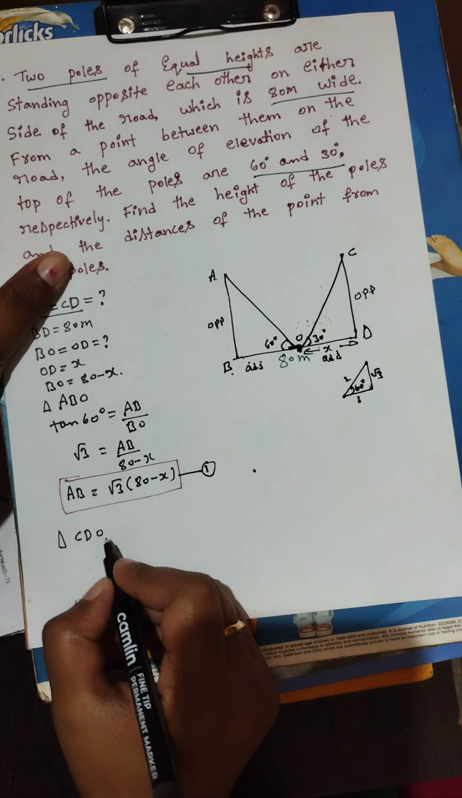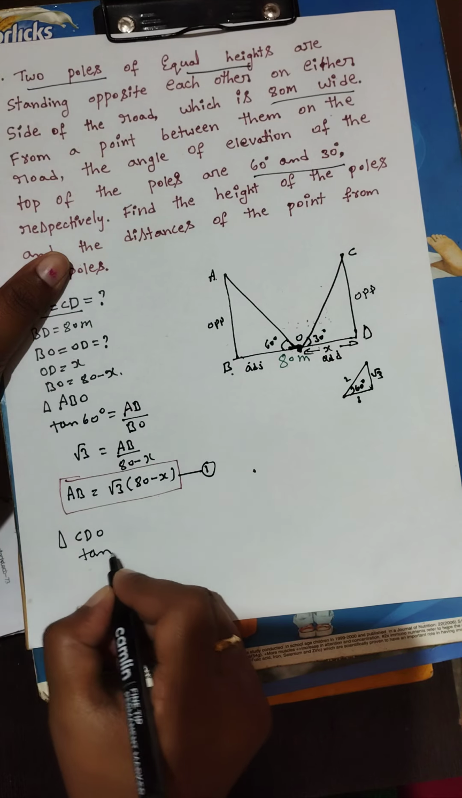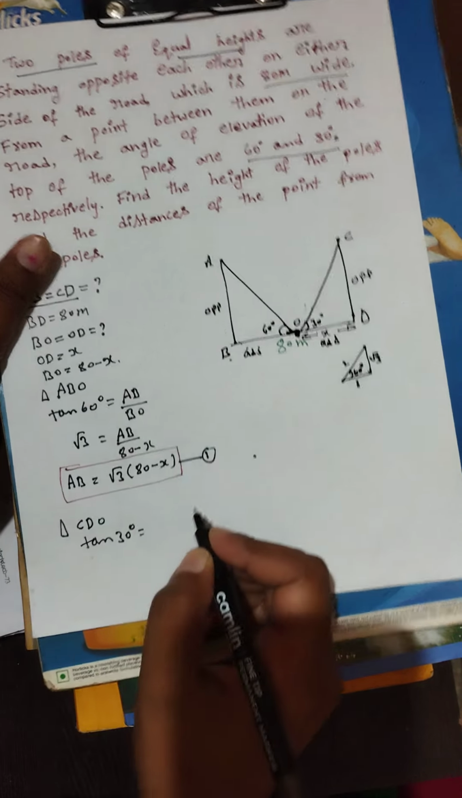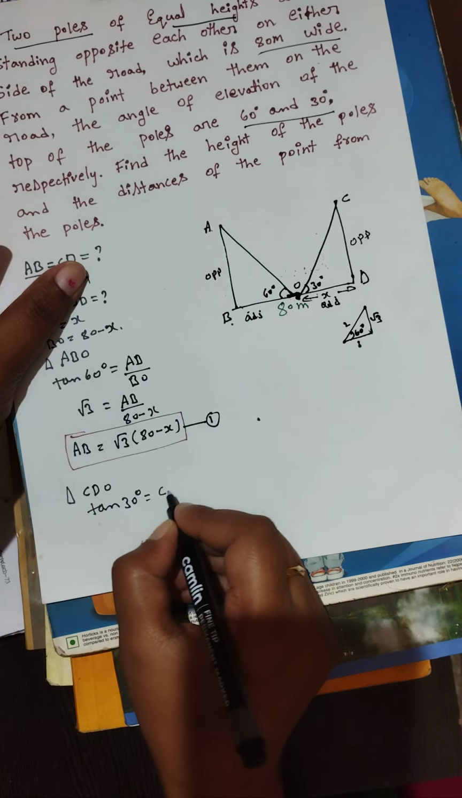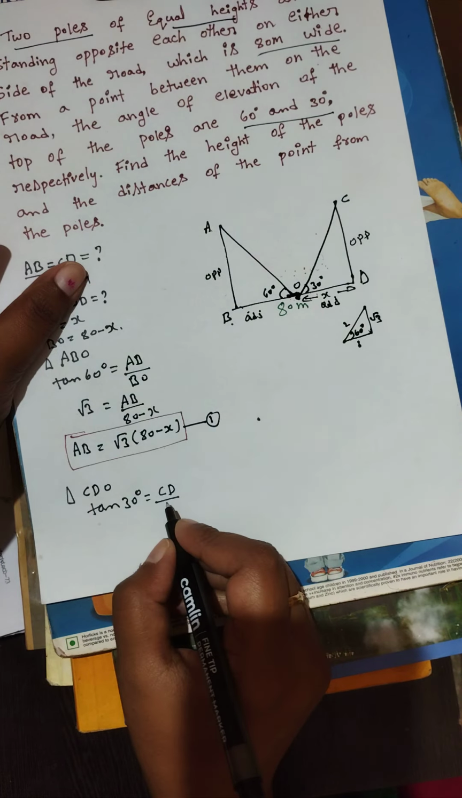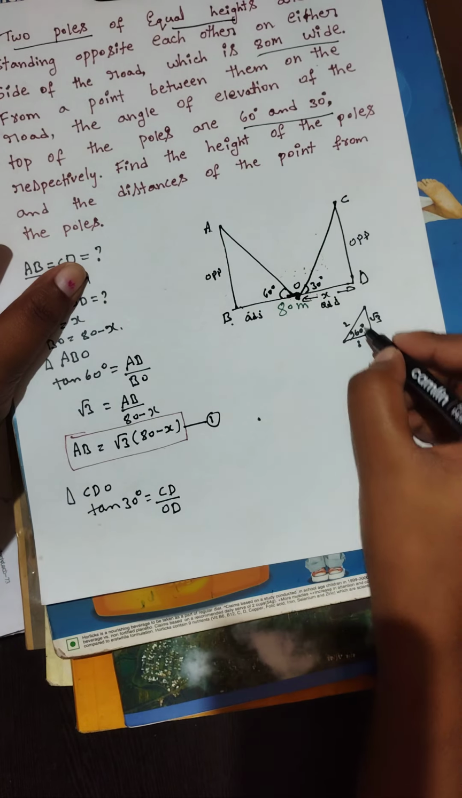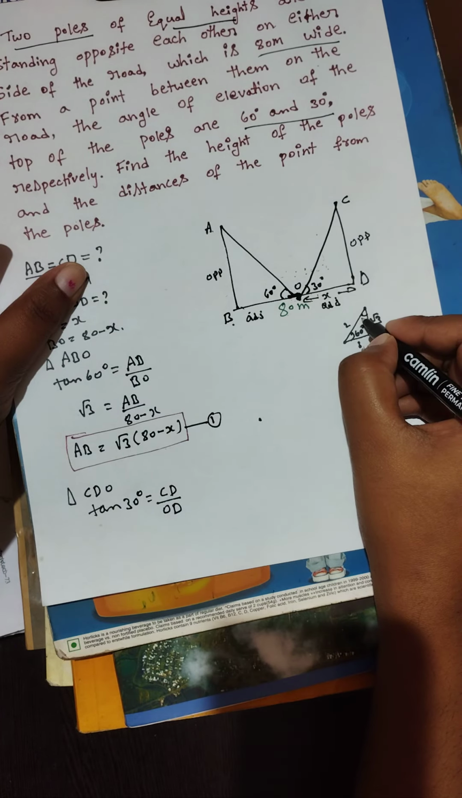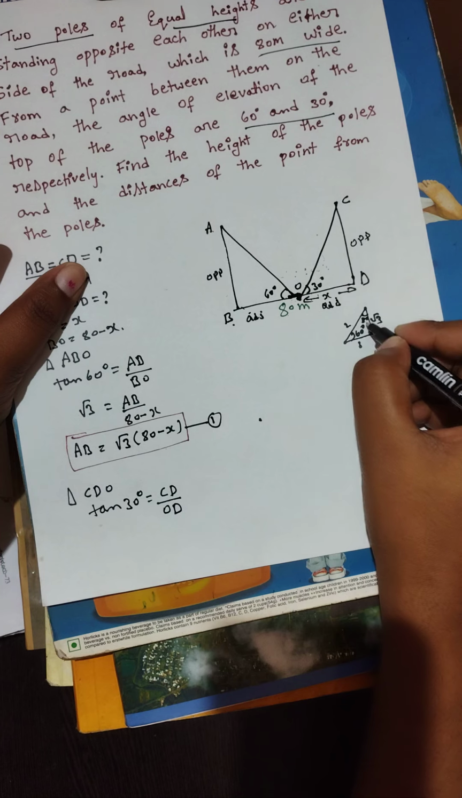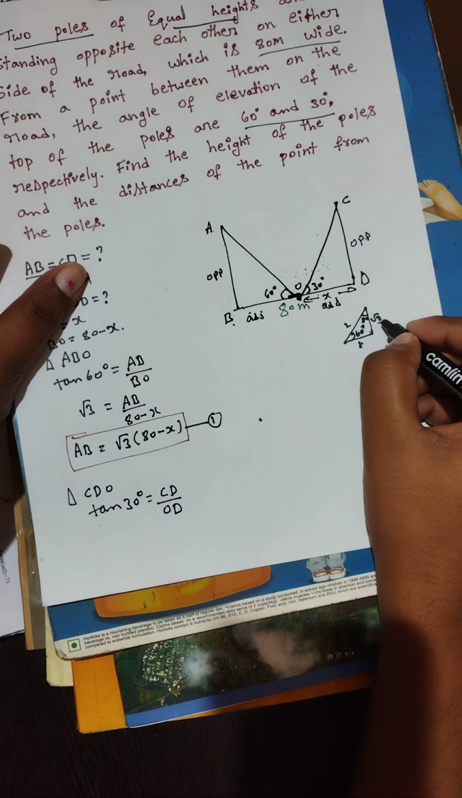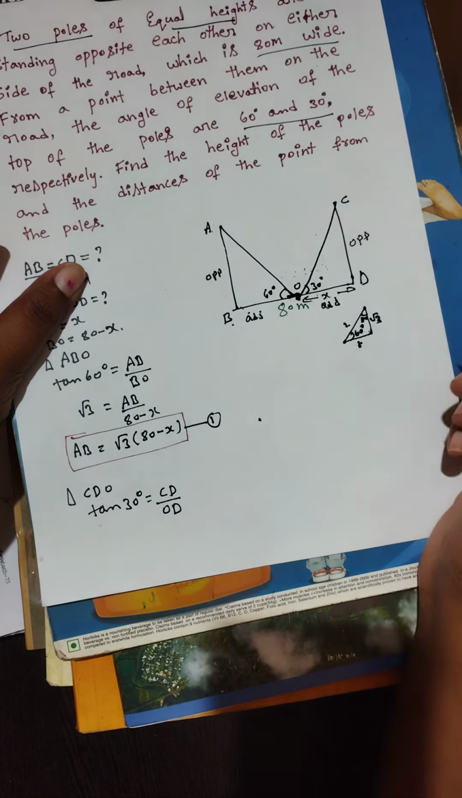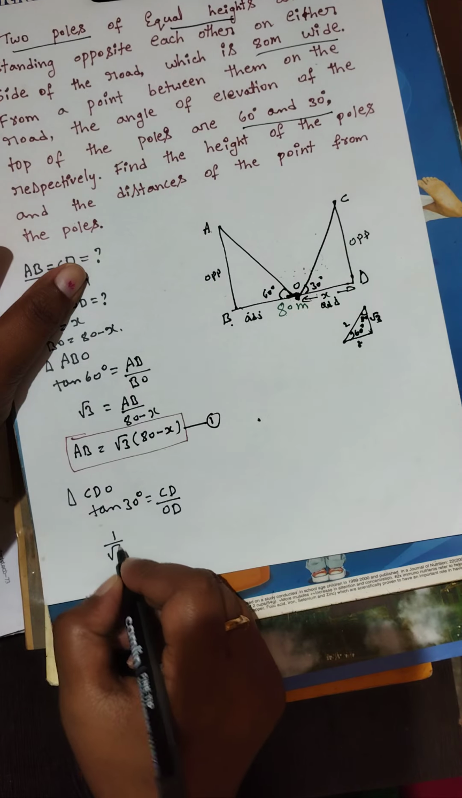So in triangle CDO, if you want to write tan 30 degrees, it is opposite by adjacent, right? So you are going to write CD divided by OD. So tan 30, according to the standard trigonometric ratio, the 30-degree one, opposite by adjacent, is 1 by root 3. So tan 30 is 1 by root 3.